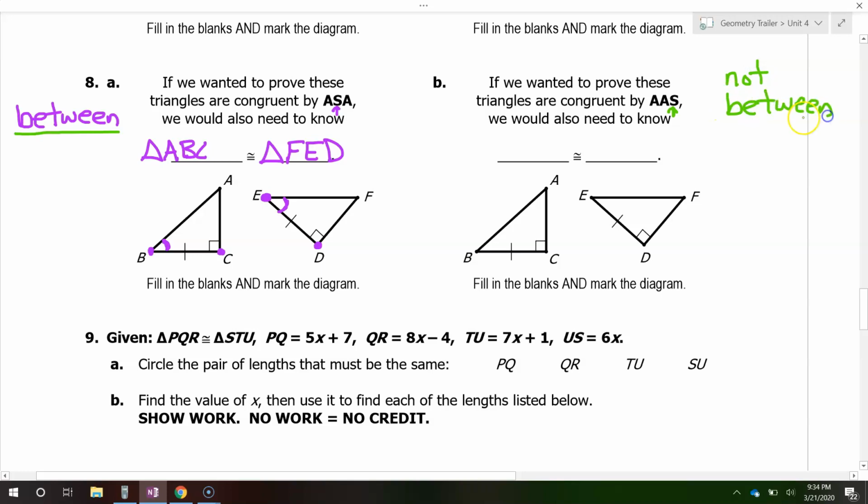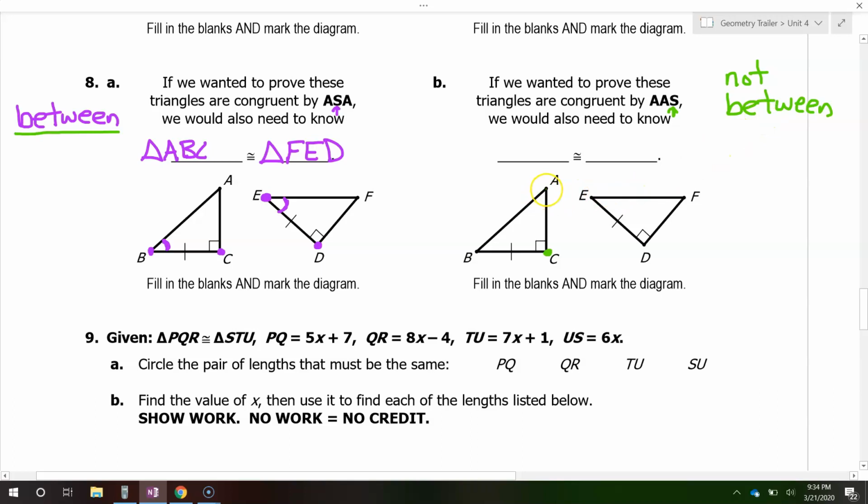And that is how I want you to think of it. So I need two angles and a side. Right now, I have the side, but I only have one angle. So I need to pick another angle. So let me mark this one first. I need another angle, but I'm going to pick it so that the side is not between the two angles.